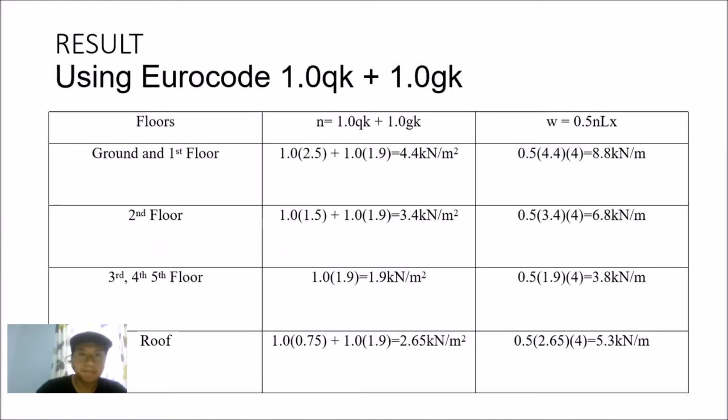Okay, next. For the second one, we are using a different Eurocode factor, which is 1.0 QK and 1.0 GK. So the table of results, as you can see, I present it for the ground floor, first floor, second floor, third, fourth, fifth, and the roof floor.